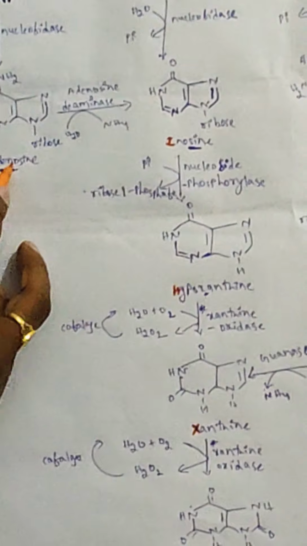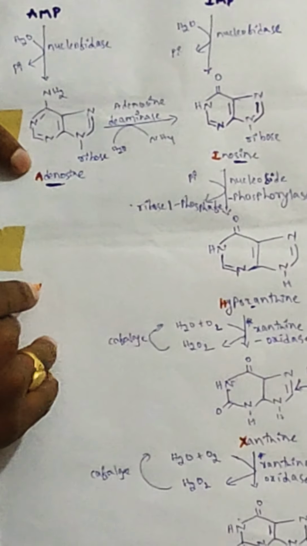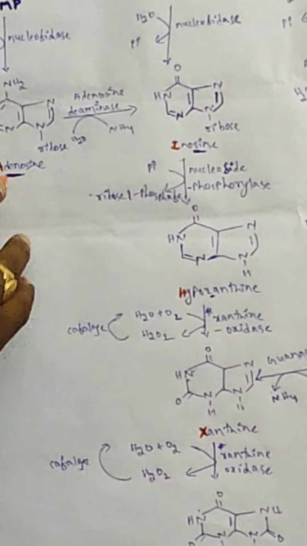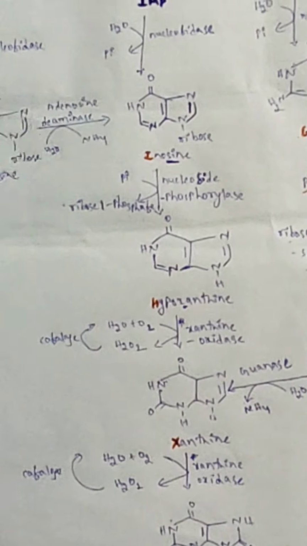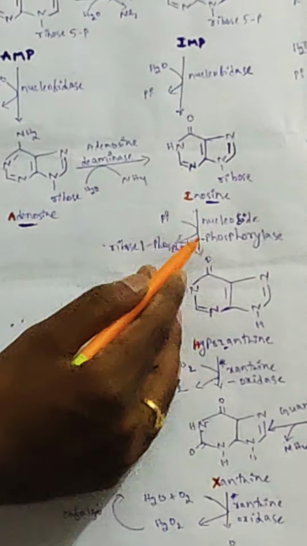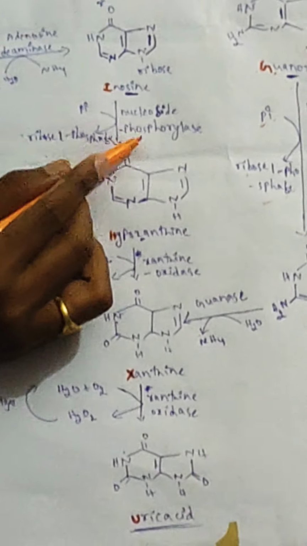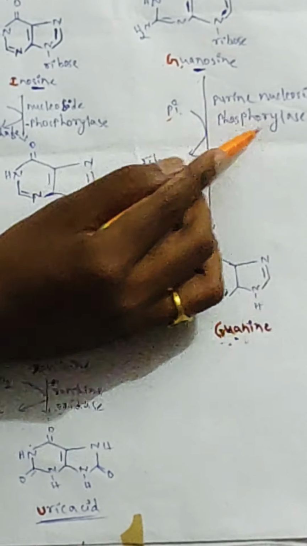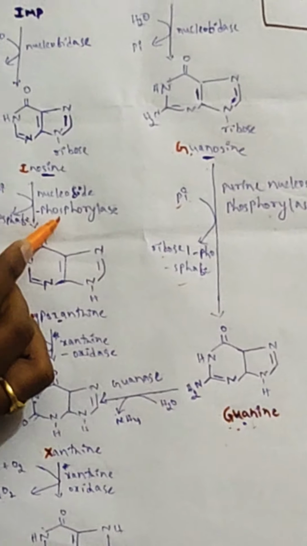See, adenosine cannot be converted into its respective nitrogenous base. That means adenosine cannot be converted into adenine, because this enzyme, the nucleoside phosphorylase we have seen here, is acting, right?